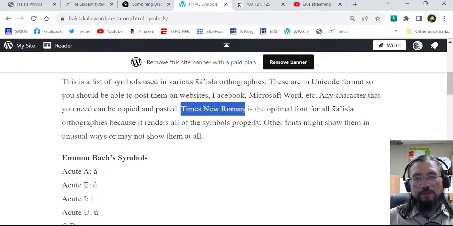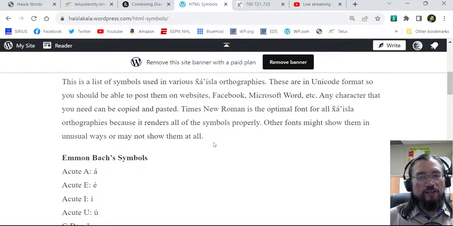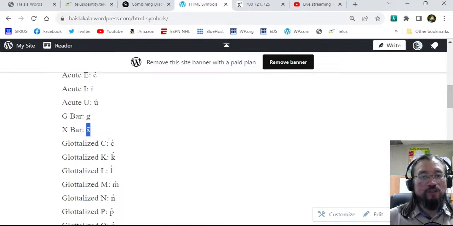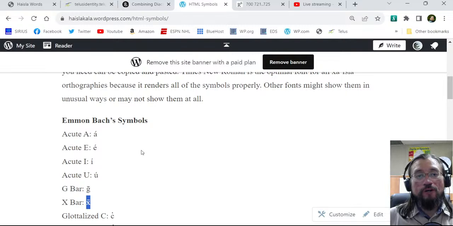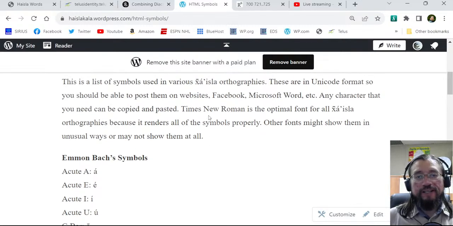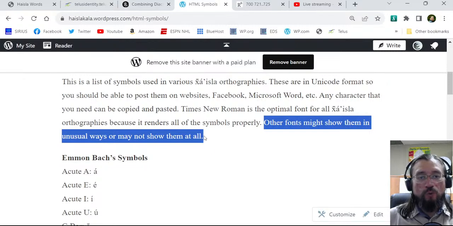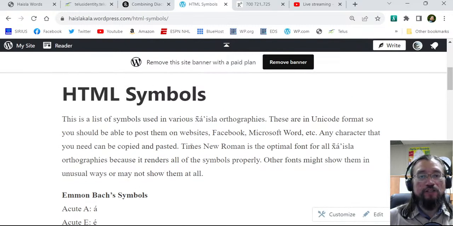Times New Roman is the optimal font for all Isla orthographies, and this is because it renders all of the symbols properly. If you're using a different font like Arial or Verdana or Tahoma, chances are some of these special symbols will not show up properly. Like these letters with the lines over top of them, in different fonts, they tend to not show up properly. They might not even show up at all. Some fonts are not able to render these special symbols properly. Other fonts might show them in unusual ways or might not show them at all. So just keep that in mind. That's why I changed the font on this specific webpage to Times New Roman.